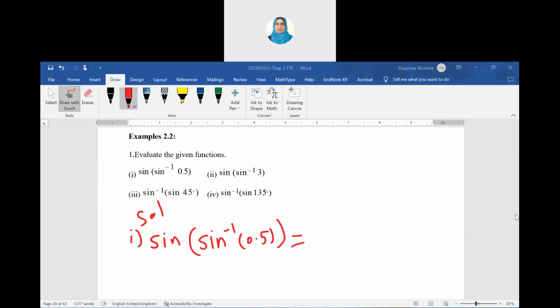If you keep not answering, maybe I will give you a quiz today or tomorrow on what we explained just now. So please focus with me and answer. Sine of sine inverse 0.5. Yes, 0.5. Okay.